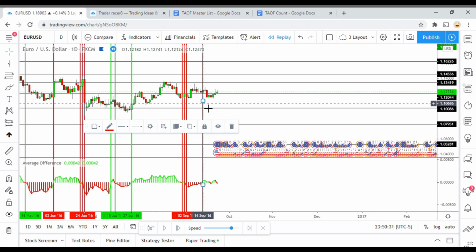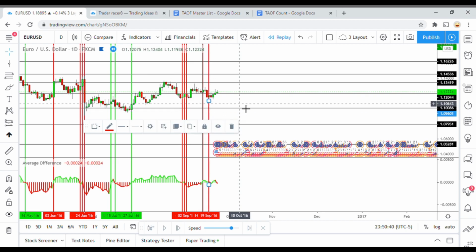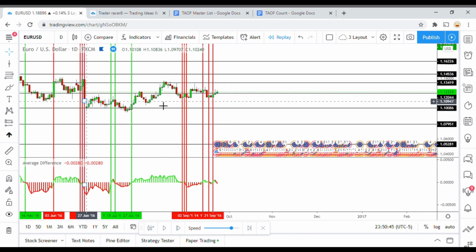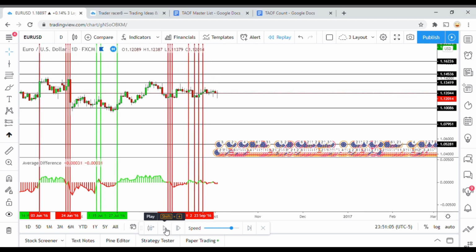See, picked up a signal here. That was a long, and almost immediately it dropped out on us. Short there, same thing. Long there. That one might have gotten us there. Nope, just barely missed it. Then it called a short right there.